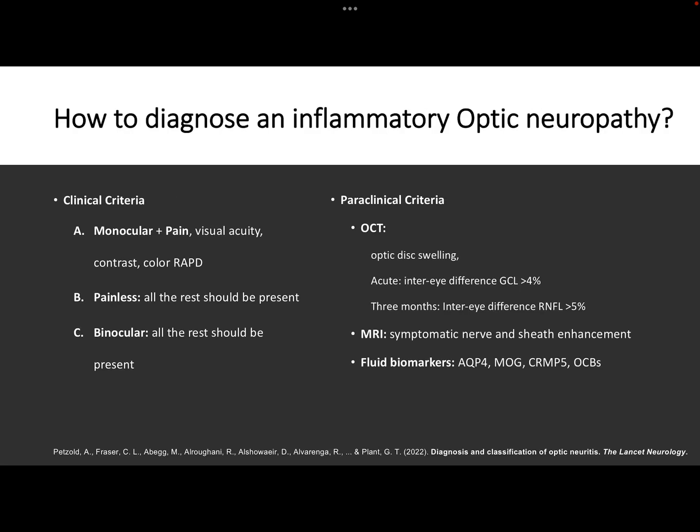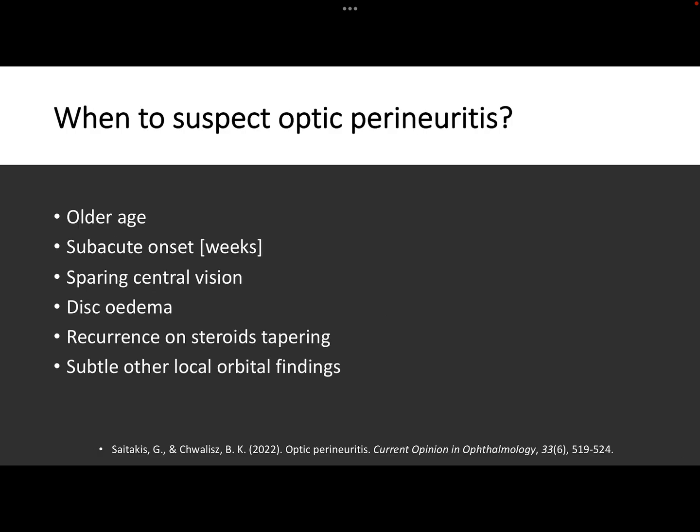And just to remind you, there are recent diagnostic criteria made to confirm the optic neuritis diagnosis using typical clinical criteria supported by paraclinical criteria. So you would suspect that your patient is not having a typical optic neuritis but rather optic perineuritis involvement causing the visual impairment when he is of older age, usually in the 40s, 50s, and with a subacute onset that spreads over weeks rather than a few days.